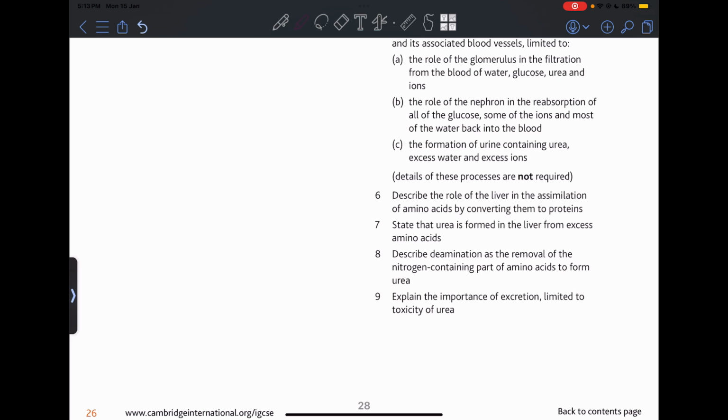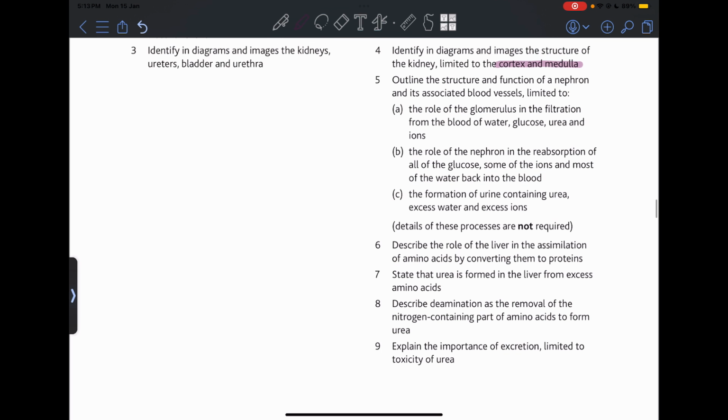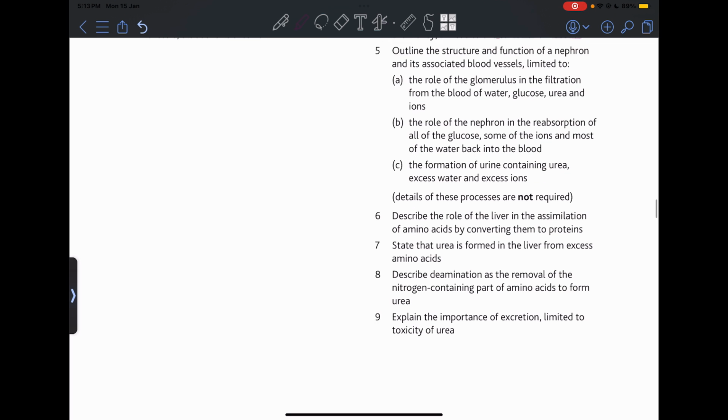Now, formation of urine containing urea, excess water, and excess ions. Details of these processes are not required. In the last syllabus, we used to have the details of these processes, but they are removed in the new syllabus. As I said in my new syllabus changes video, you can check it out for more details.